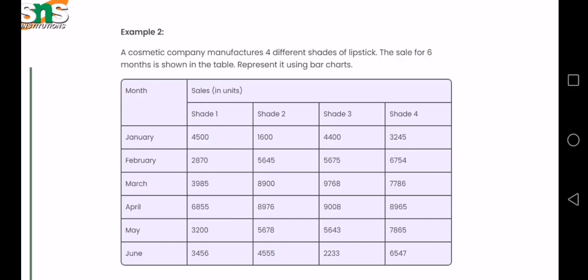This is another example for bar diagram. A cosmetic company manufactures 4 different shades of lipstick. The sale for 6 months is shown in the table. Represent it using bar charts.